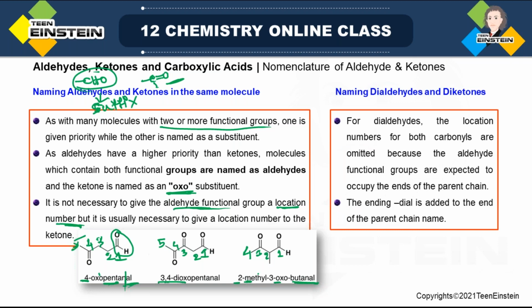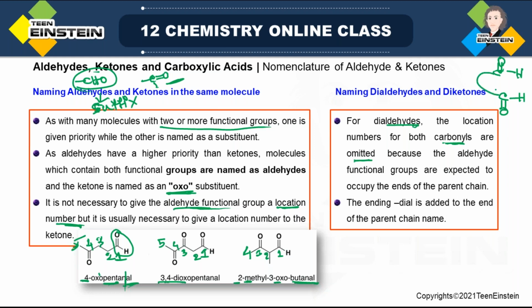If it is a dialdehyde or diketone, that is, 2 aldehyde groups present in the same molecule or 2 keto groups present in the same molecule, then what will you do? For dialdehydes, the location numbers for both carbonyls of the aldehyde group are omitted. So you don't have to mention the location of the aldehyde, because when we say aldehyde, one side of the carbonyl will always have hydrogen. So this is one aldehyde, this is another aldehyde. It is not possible to place the carbonyl of an aldehyde in the middle of the chain. It will always be at the terminal position. So these two aldehydes will always be connected like this.